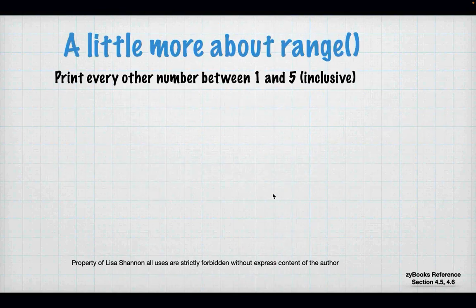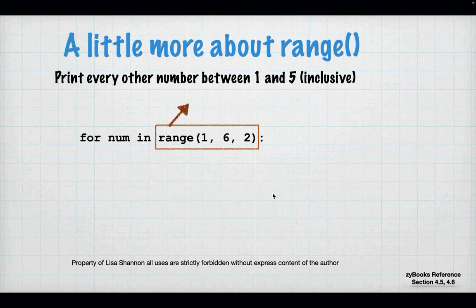So a little more about range. I'm going to print every other number between 1 and 5 inclusive. That means I want to start at 1 and end at 5. So how do I do that? Well, I'm going to have for num in range, and now I've added some more things to range. I've said starting at 1, ending at 6, which is 5 plus 1. So that end is always one more than what you want, because range is almost like a less than. And then you're going to increment by 2. That's what that far right one is.